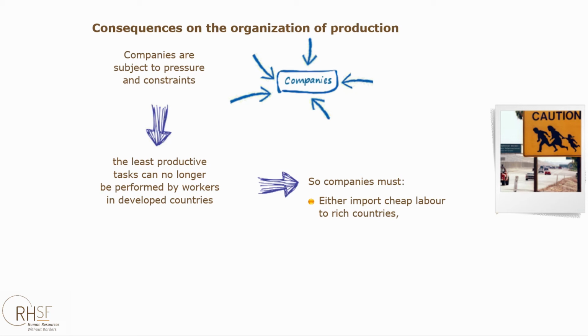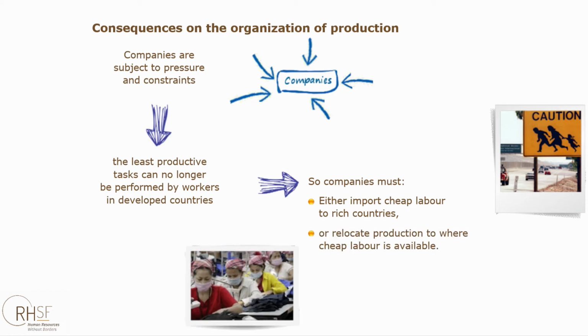Efforts are thus made to limit legal immigration, but the solution remains highly appealing, which is why Nepalese workers can be found in Qatar or Saudi Arabia, Africans in Europe, and illegal Mexican workers in the US. Or relocate production to where cheap labor is available.